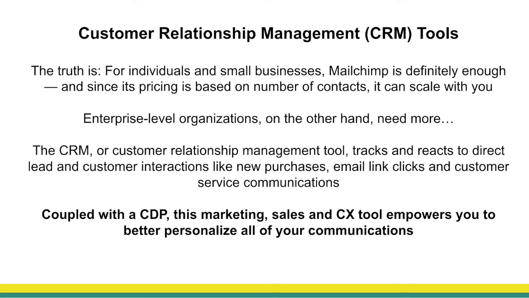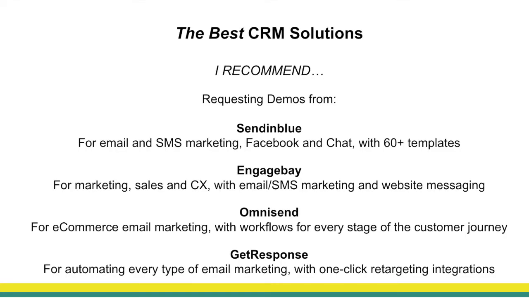Here are the best. Sendinblue, an all-in-one platform for email and SMS marketing, which incorporates Facebook and chat, a shared inbox, more than 60 email templates, and contact segmentation. EngageBay, an all-in-one solution for marketing, sales, and support, which includes email and SMS marketing, website messaging, push notifications, and contact segmentation. OmniSend, an all-in-one email marketing automation platform specializing in e-commerce, with a template library, drag and drop design, segmented targeting, and an automations library with pre-built workflows for every step of the customer journey.